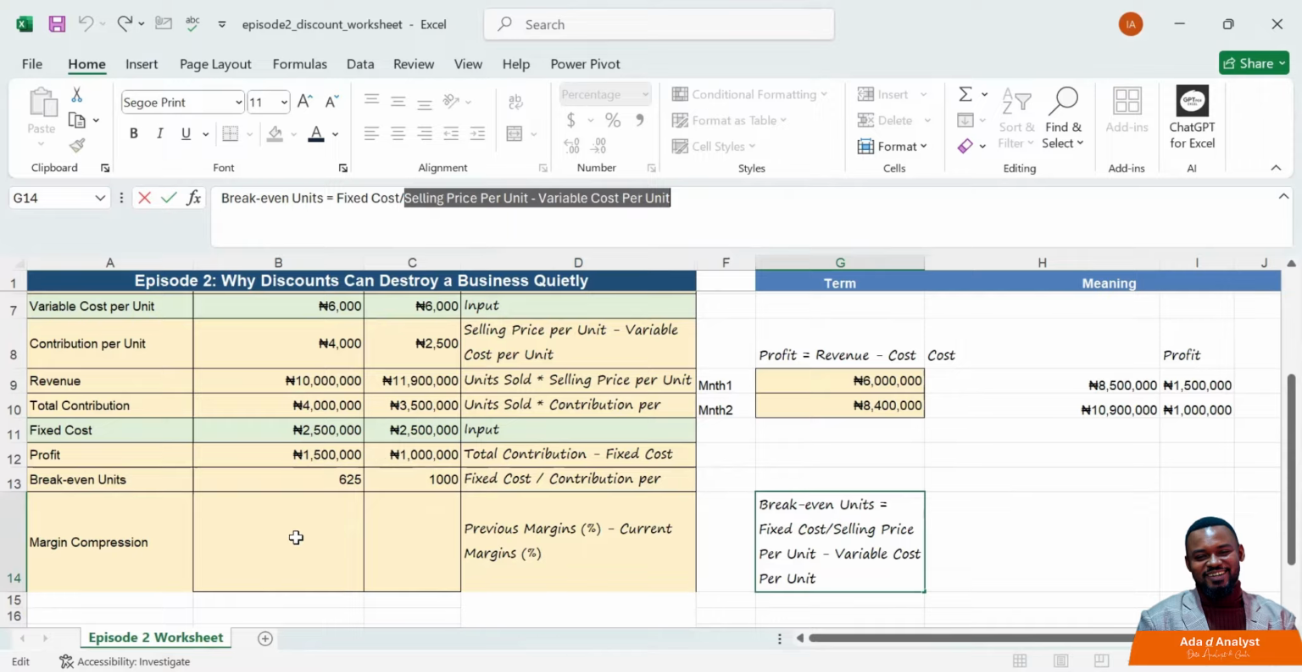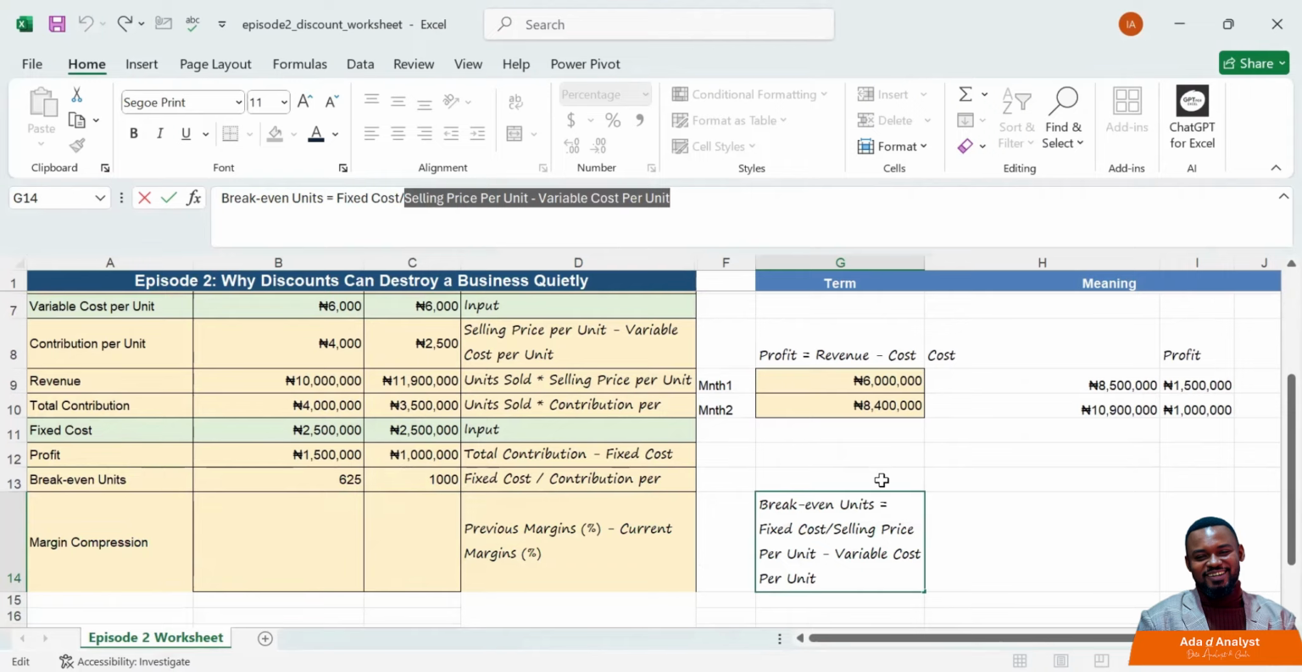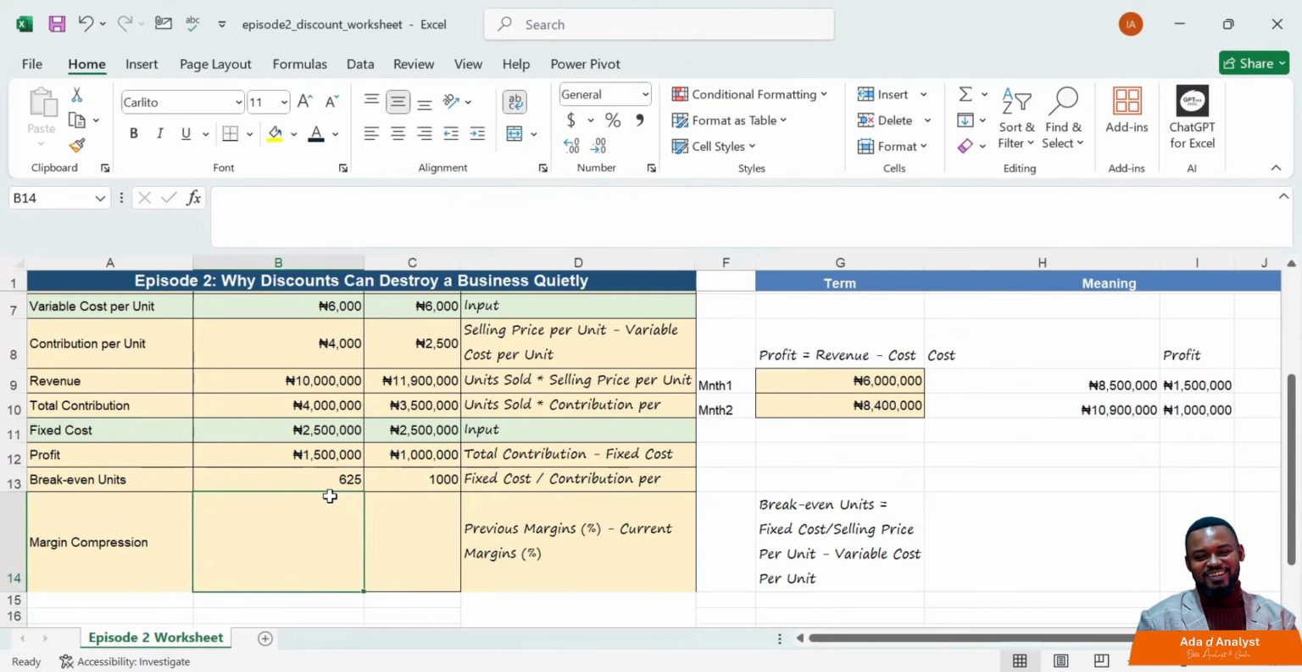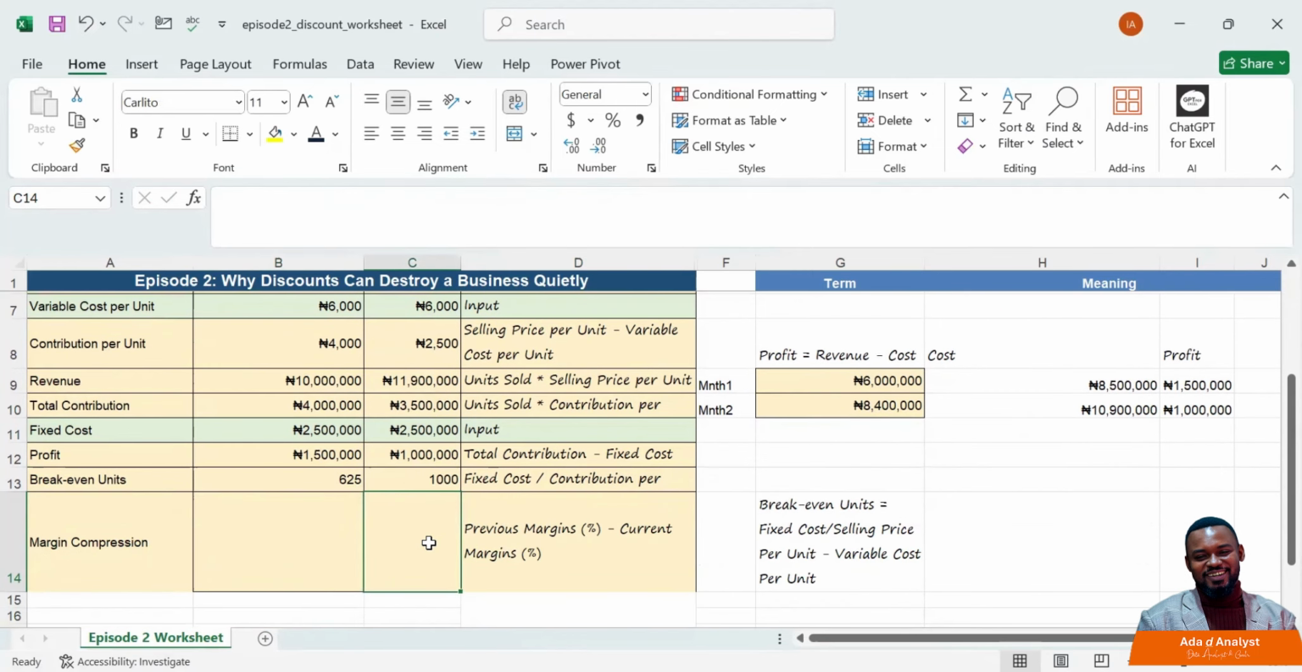So let's look at our margin compression. And we said the margin compression is what? Previous margin minus the current margin. That is going to be our formula for that. So here is month one. We don't have a previous margin here. So we do that for month two to see the margin compression, okay?